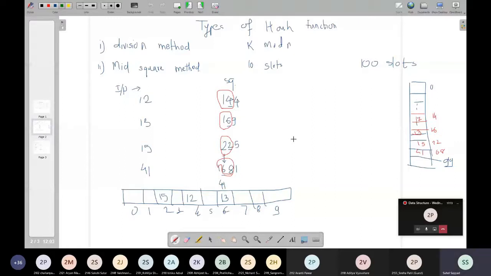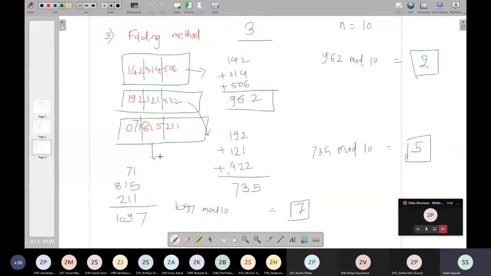Then the method that we discussed was the folding method. Usually this folding method is used for key values which are longer in length. If you have too many digits in your given key elements, then the folding method is more effective, where you can create folds of the large numbers based on the fold parameter that is given to you, and then further we can apply the modulus or the division method.